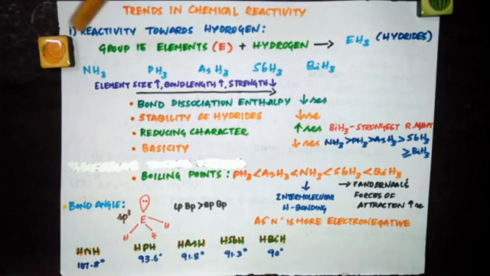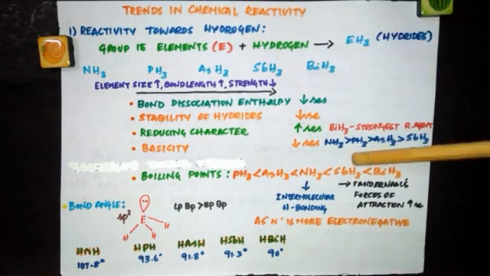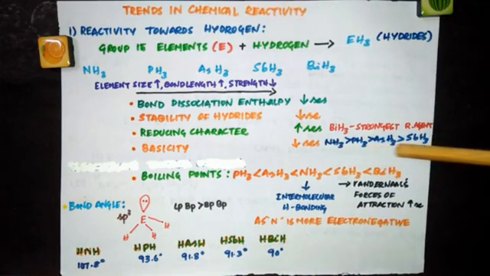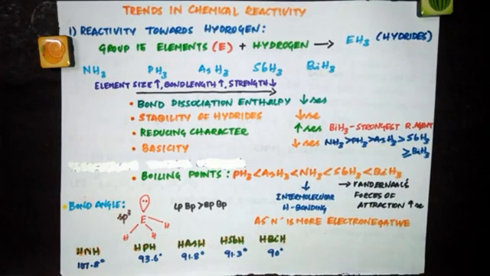The basic nature of these hydrides decreases down the group. So as you move from ammonia to bismuthine, the basic nature decreases. So this is the order of basicity of these hydrides: ammonia being more basic in nature than phosphine, and it goes on. So the reason why the basic nature decreases in this order.